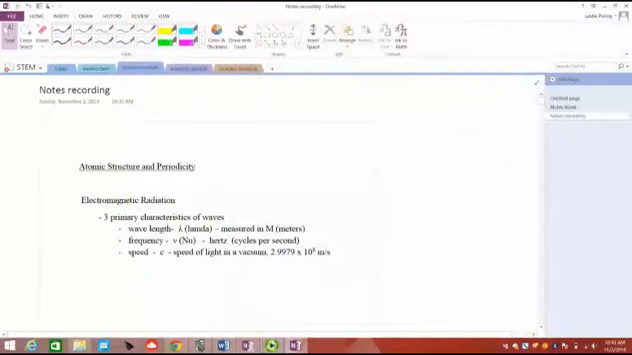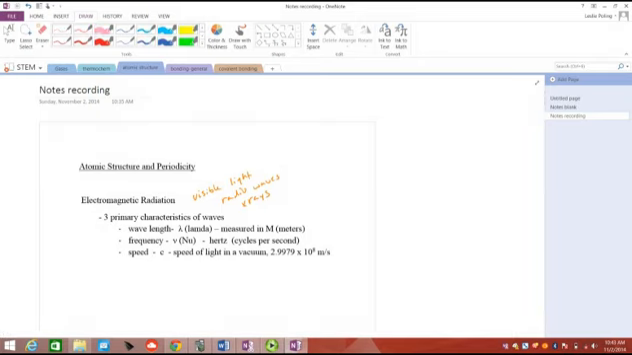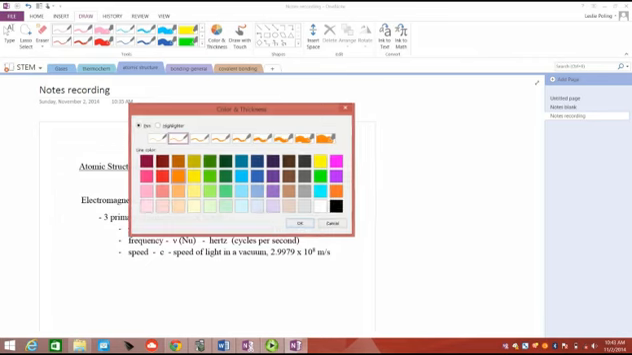Electromagnetic radiation. Electromagnetic radiation includes a whole array of things: visible light, radio waves, X-rays, and a lot more things. And the main point of it is that it's all waves.